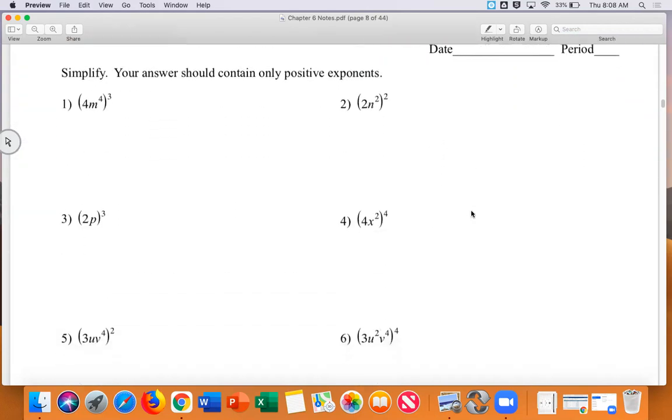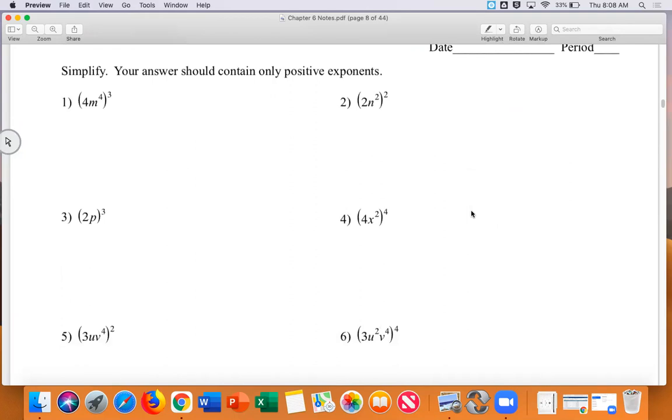All right. So again, let's practice with some of these. How many do we have, Mrs. Potts? 12. 12 problems? All right, so we're going to do 6.